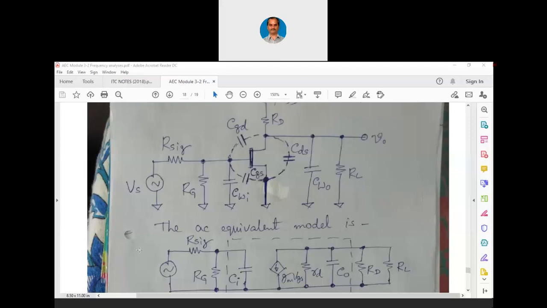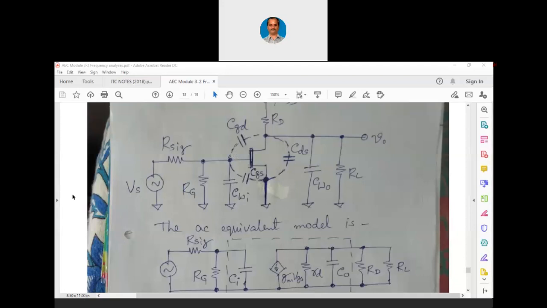We can write it as R signal, that is the internal resistance of the signal source, that is in series with the gate resistance. Then we have the input capacitance CI. Now, what is this CI? CI is CWI plus CGS plus (1 minus AV) into CGD. You will have to recall that.